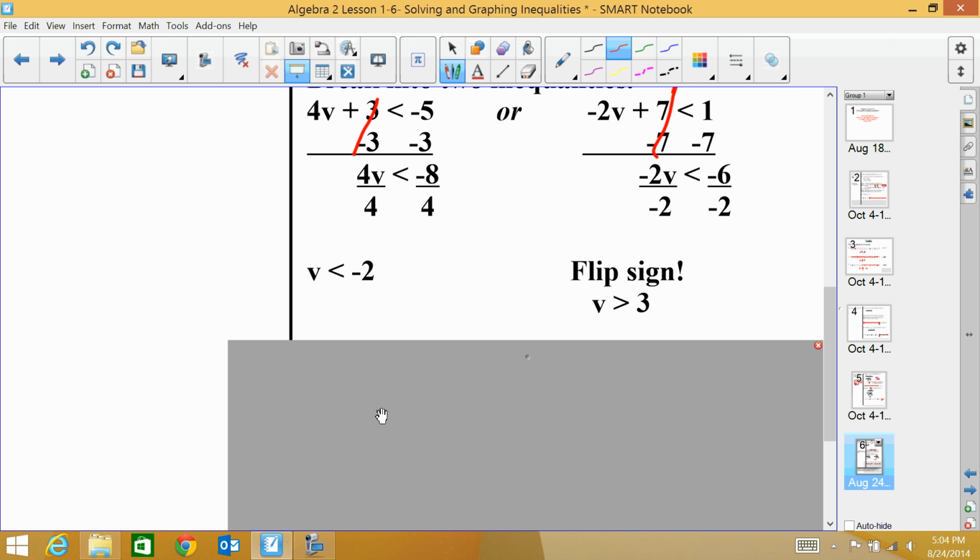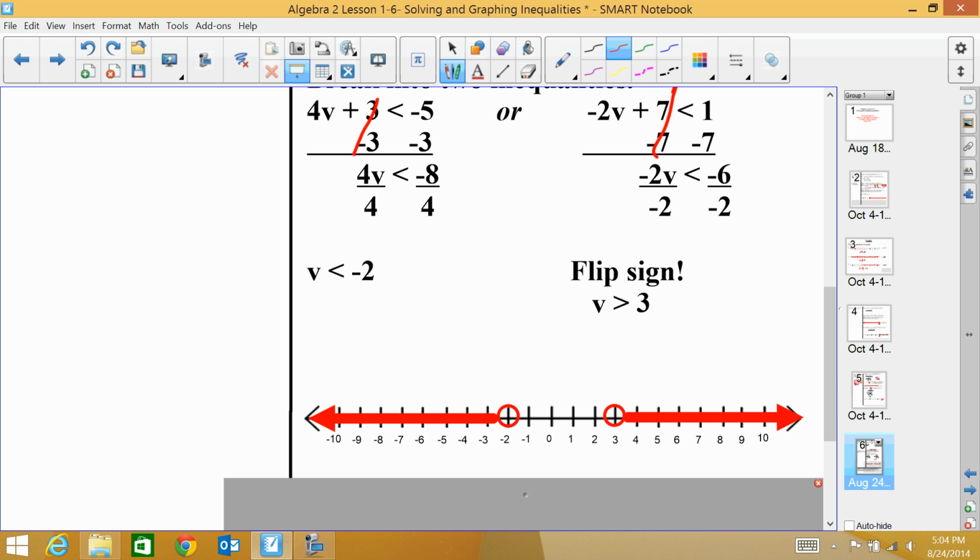Now the thing about or is the graphs are not connected. So this time the graphs should face separate directions. So we're going to put a dot on the negative 2, and it's going to be open because there's no bar underneath. And we're going to put a dot on the 3, and it's also going to be open. But this one is going to point to the left, and this one is going to point to the right in different directions because it's or, so they are not connected.